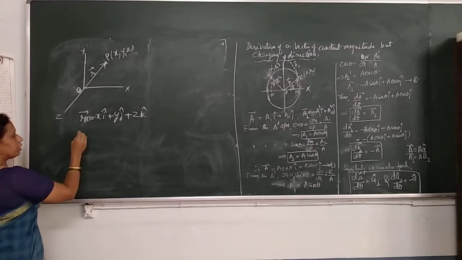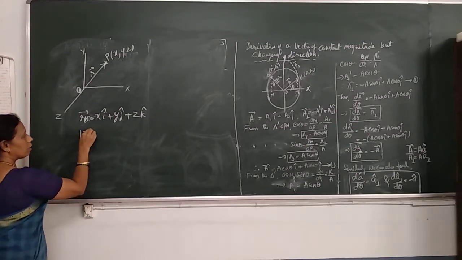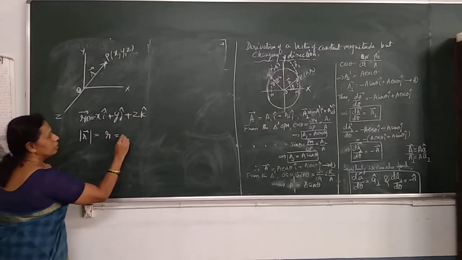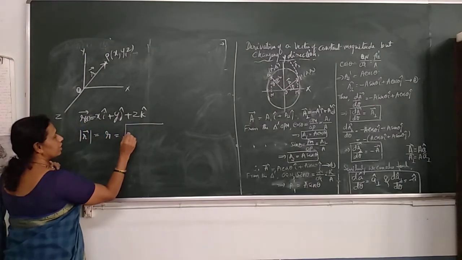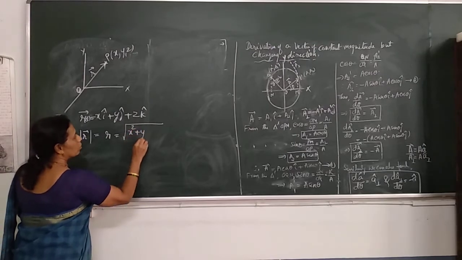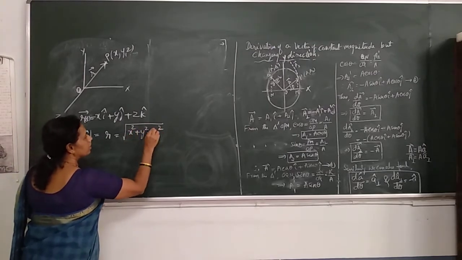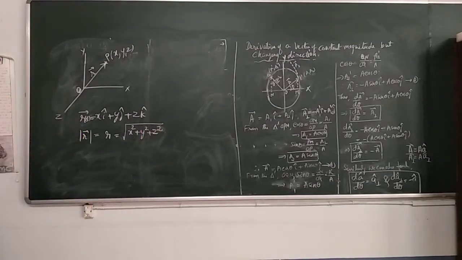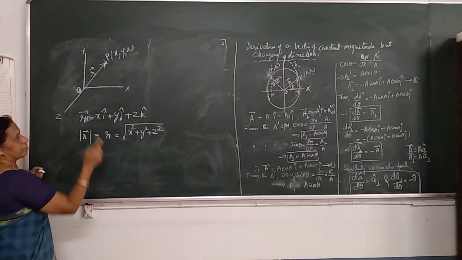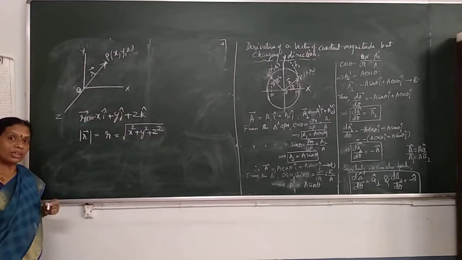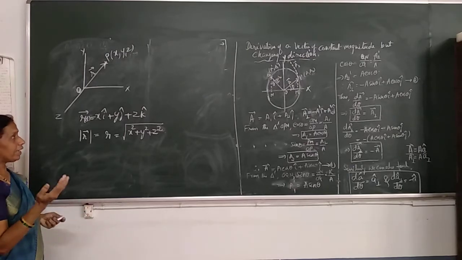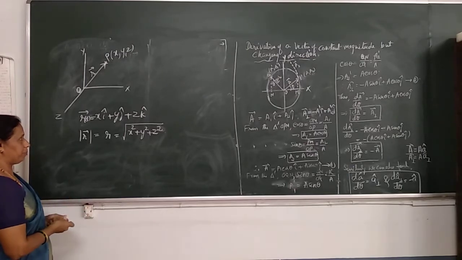Now, the magnitude of this position vector, mod r, is r equal to square root of, as we had seen in the last class, x squared plus y squared plus z squared. This is the magnitude of the position vector of the particle. As the position vector is a function of time t, the coordinates x, y, z are also functions of t. As r changes with time, x, y, z are also changing with time.